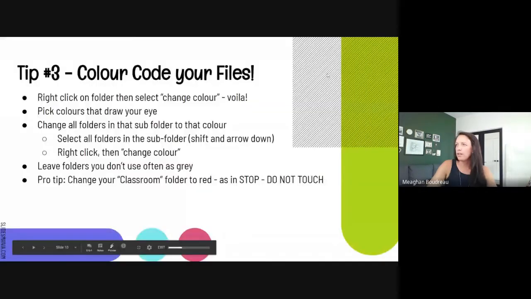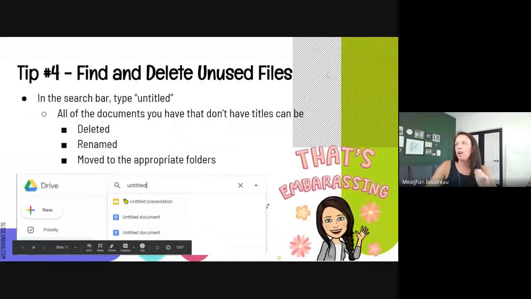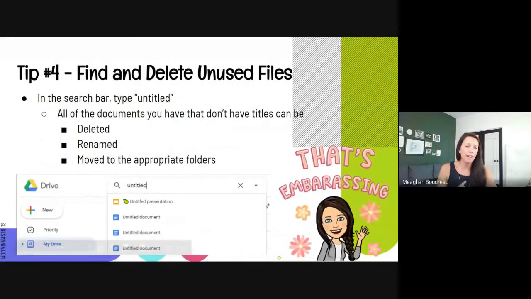So that is color coding your files. Tip number 4 is to find and delete unused files. One of the quickest ways to do this is in your search bar, type the word untitled. We all know we never want our students to do this, but sometimes we're the worst offenders, and by sometimes we, I mean me.